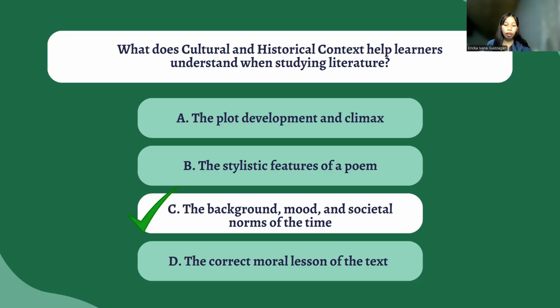Letter A, the plot elements relate more to literary structure, not the social and historical relevance of the text. Letter B, the stylistic features of a poem, because this refers more to the language or stylistic approach rather than to cultural context. And lastly, the correct moral lesson of the text, because this is not the primary purpose of understanding a context. It is more about cultural meaning and not moral judgment.